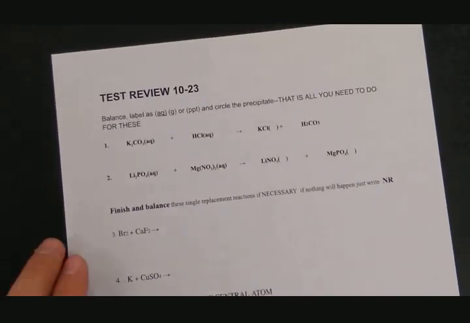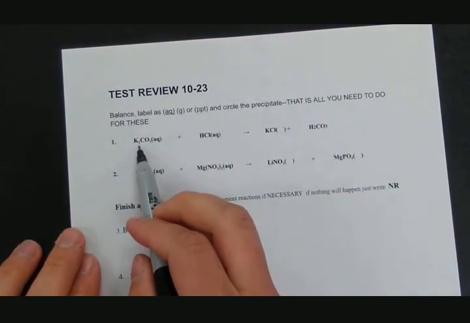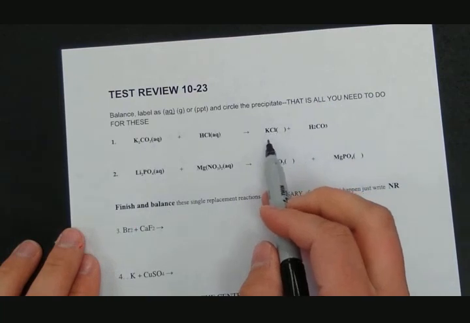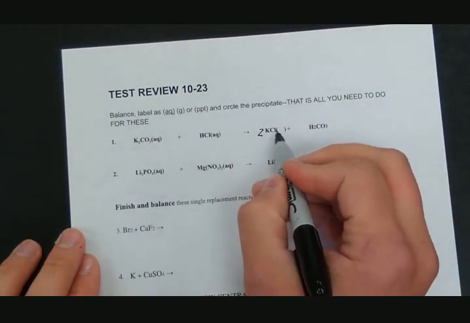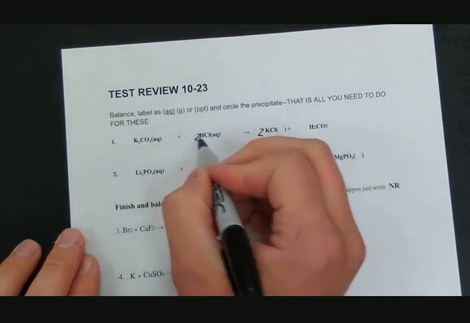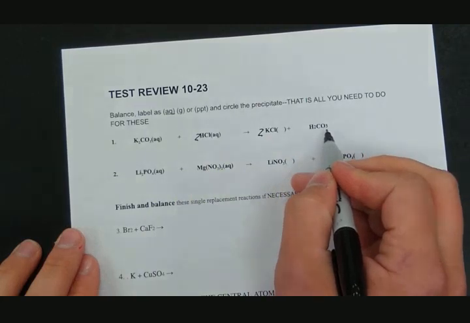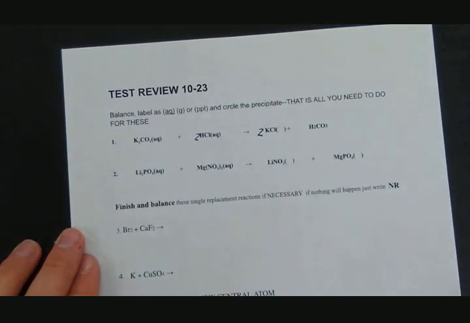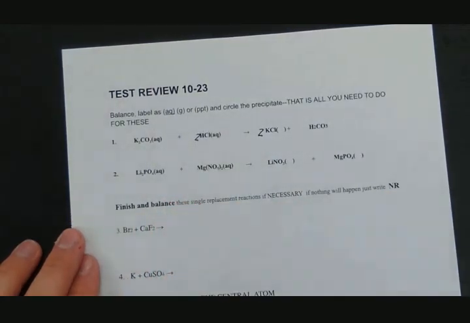Number one, let's balance it out real quick. How many K's do we have right here? We have 2. Look over here, we only have 1. Let's go ahead and write a 2. Now we have 2 Cl's right here, need to put a 2 right there. That makes us have 2 H's right here, 2 H's right there, CO3, CO3. We're good right there. Let's label it aqueous, gas, or precipitate.